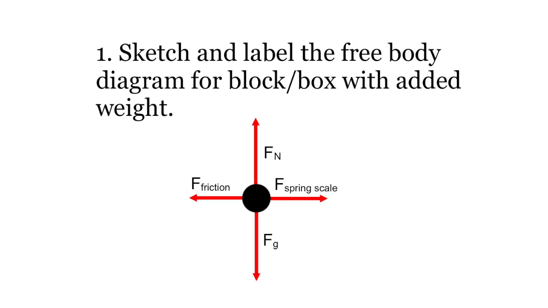Analysis. Question 1. Sketch and label the free body diagram for block/box with added weight. The force of gravity is pushing down on the box as the normal force pushes up with equal magnitude. The box is moving at a constant velocity. Therefore, the force of the spring in the positive x direction is equal in magnitude with the force of friction in the negative x direction.